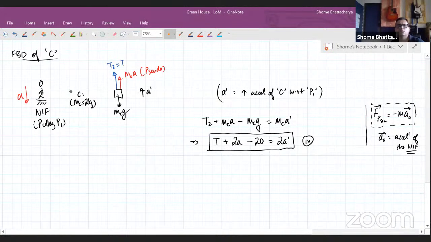So here the acceleration of the non-inertial frame is A downwards. Yes. Okay, so you have to be very careful. Don't confuse the acceleration of the block with the acceleration of the frame, which is why I've written very carefully for you which one is which. A prime is the acceleration of C with respect to pulley P1, whereas the frame's acceleration is A downwards.